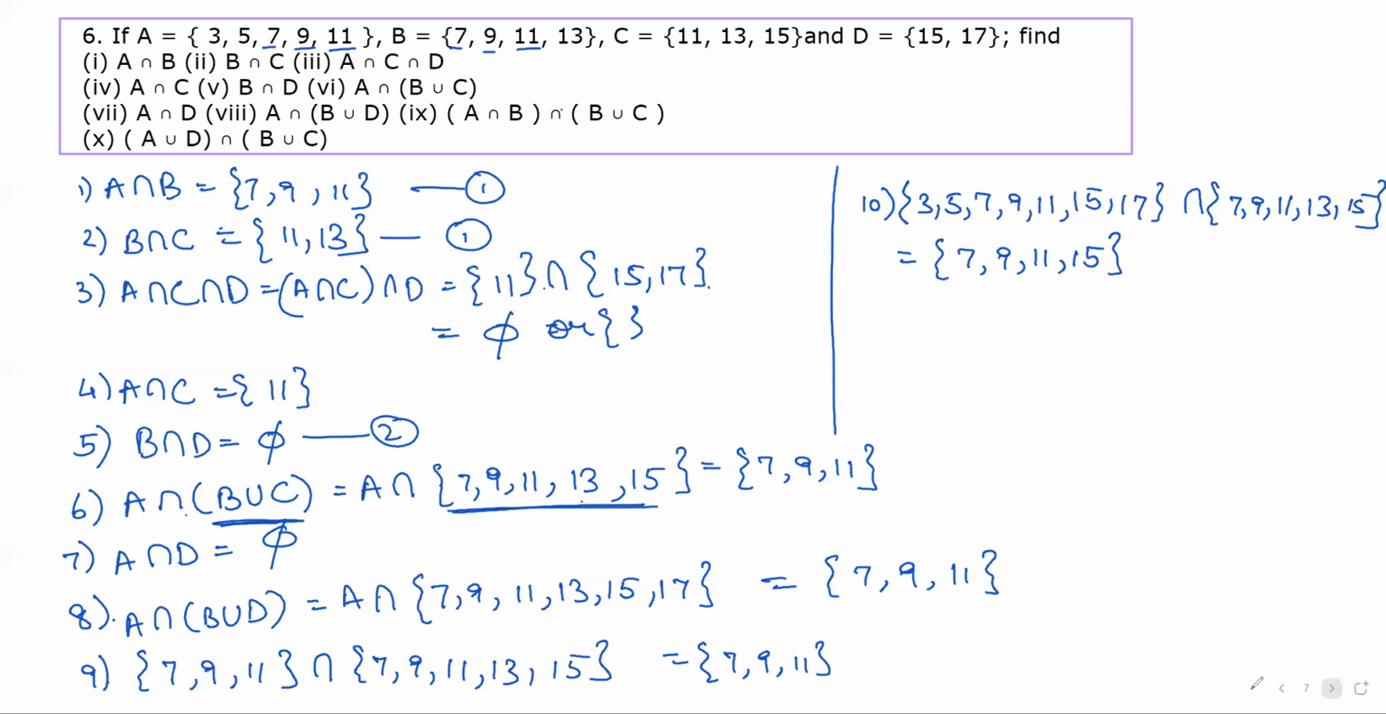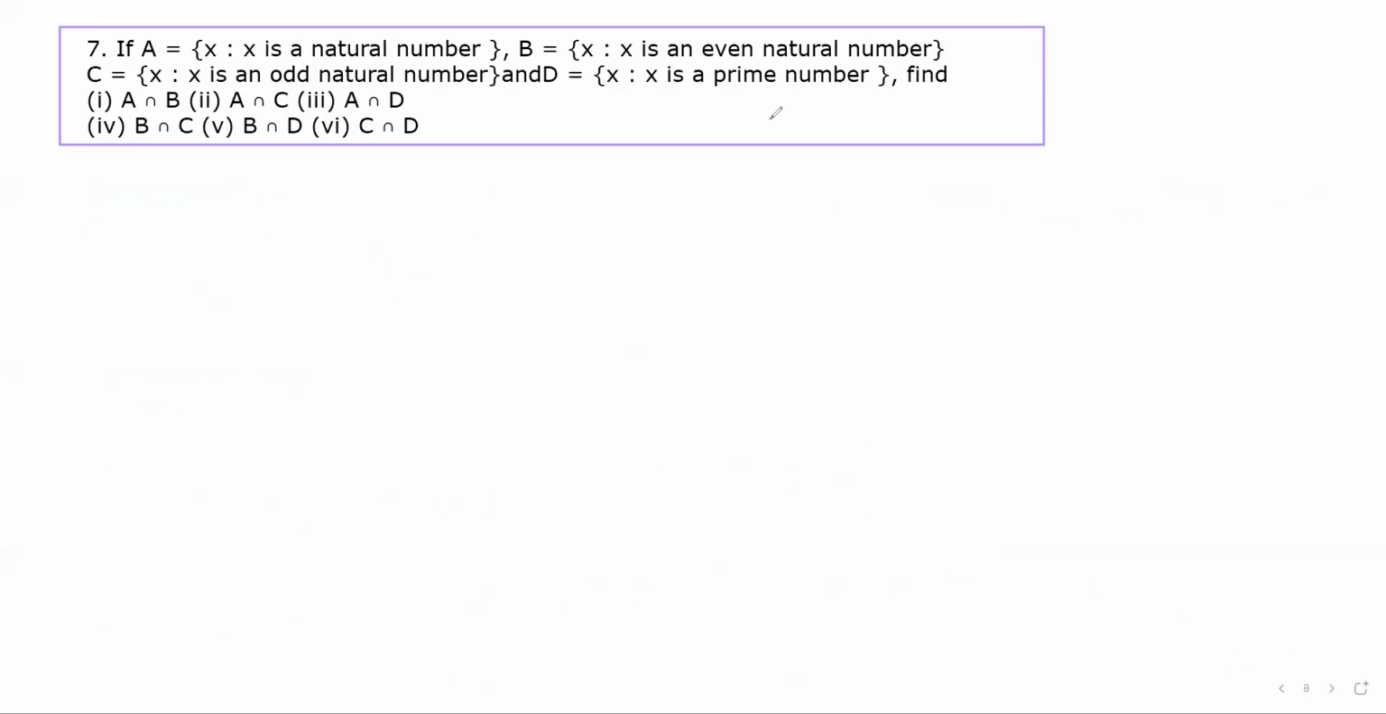Next question. If A is a set of natural numbers, B is a set of even natural numbers, C is odd natural numbers, and D is a set of prime numbers, then find A intersection B. What is common between A and B?